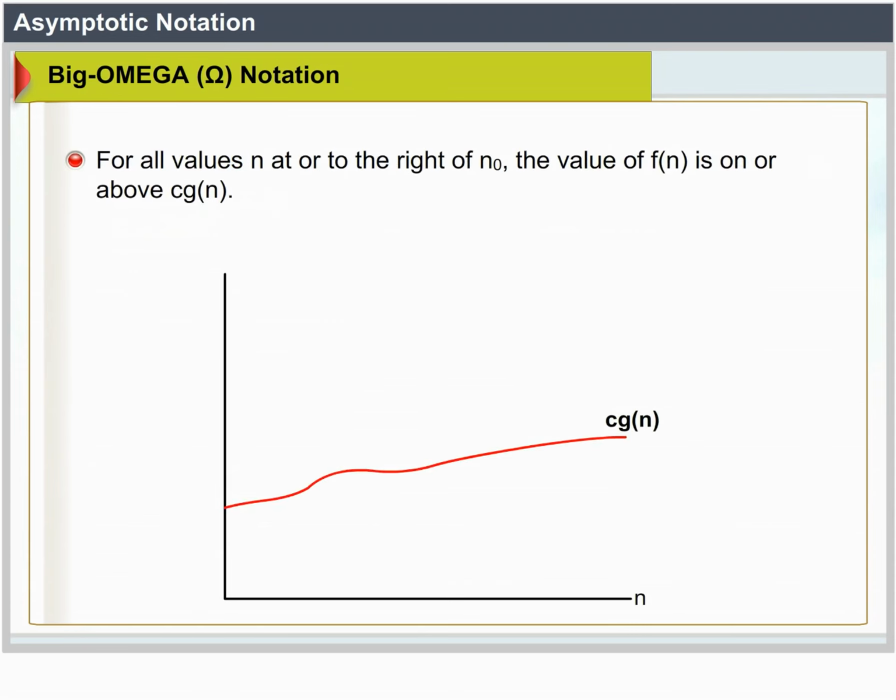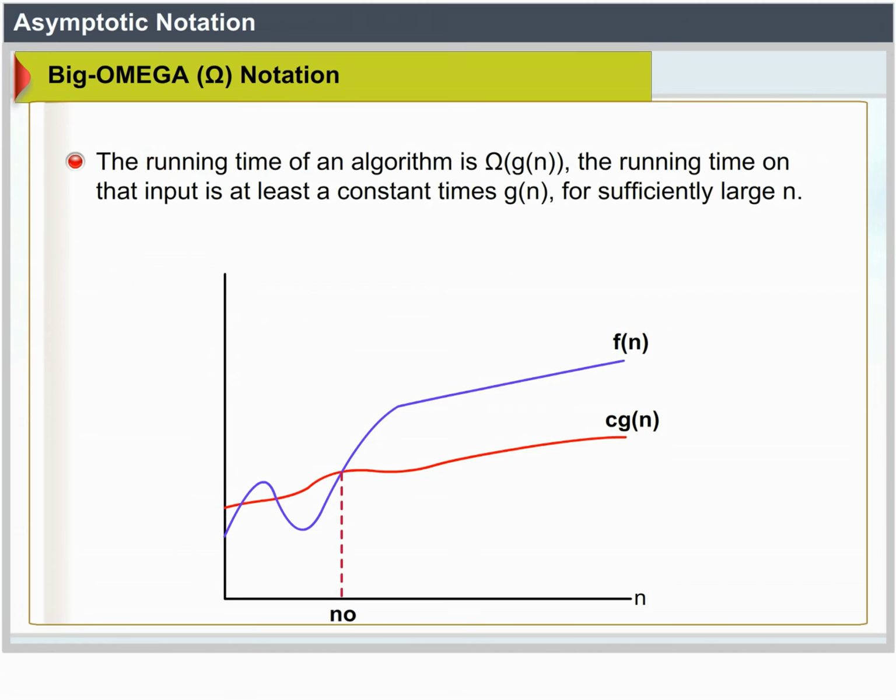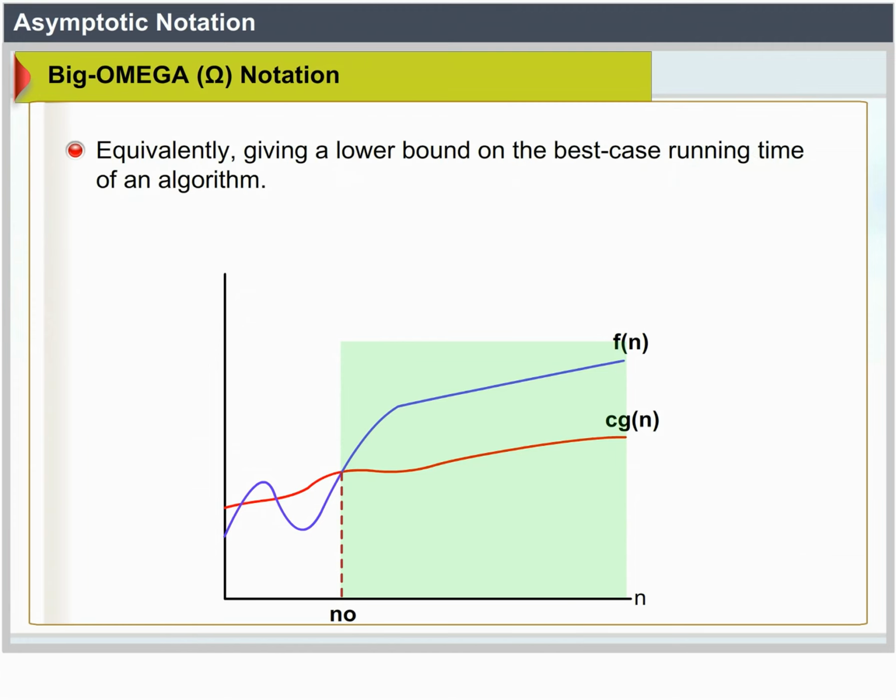For all values n at or to the right of n naught, the value of f of n is on or above cg of n. If the running time of an algorithm is big omega of g of n, the running time on that input is at least a constant times g of n for sufficiently large n. Equivalently, this gives a lower bound on the best case running time of an algorithm.